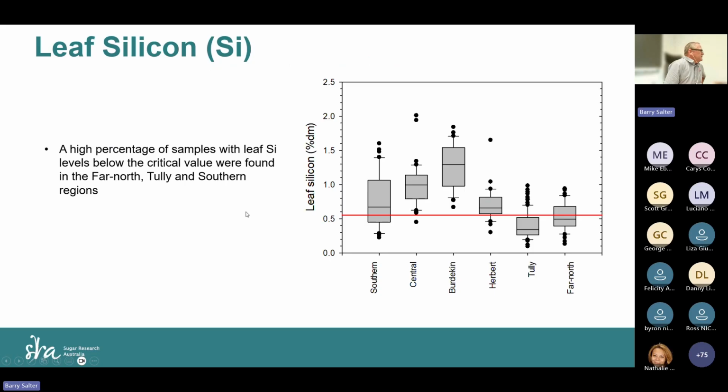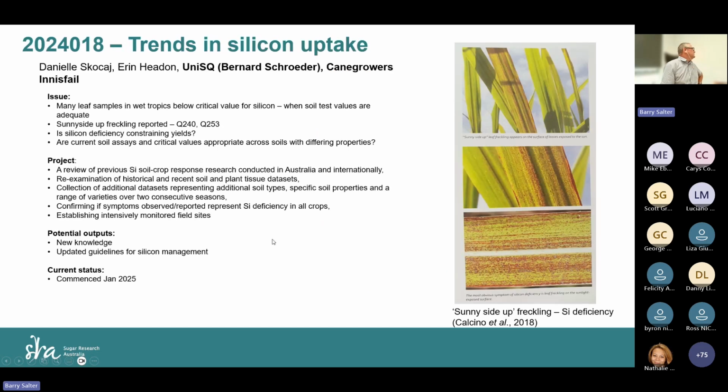One of the main things that came out of that survey was leaf silicon. This is a figure with leaf silicon percent and the critical value in red. You can see in the wet tropics regions, Tully and the far north in particular, a very high percentage of samples were below the critical value for silicon, which was obviously concerning. And so a project commenced last year looking at that particular issue.